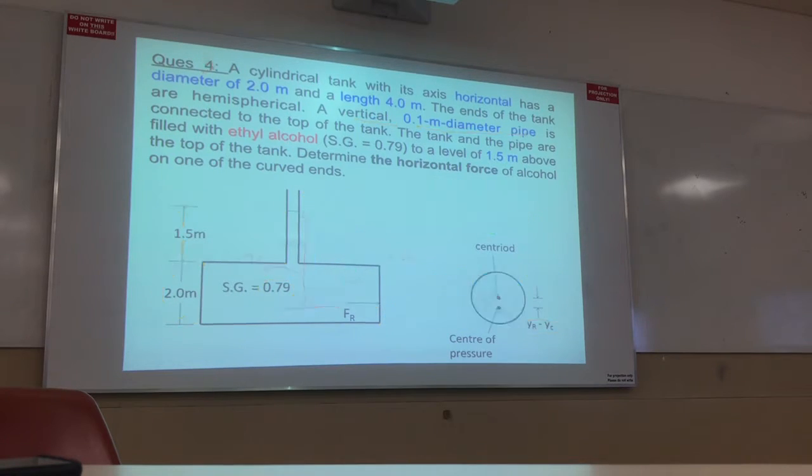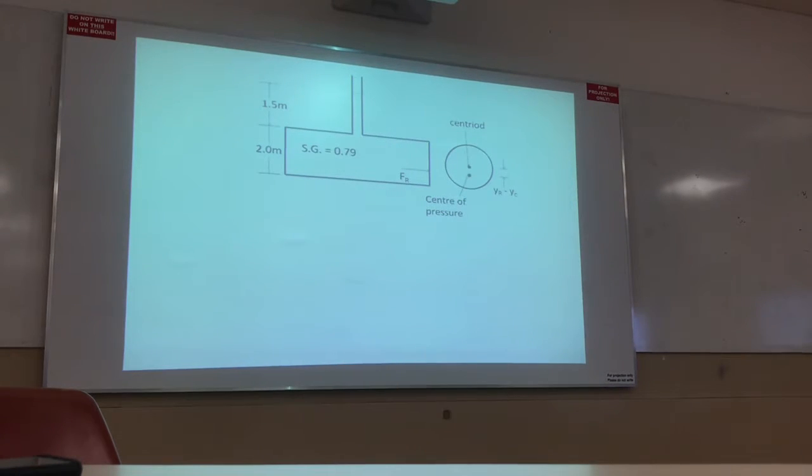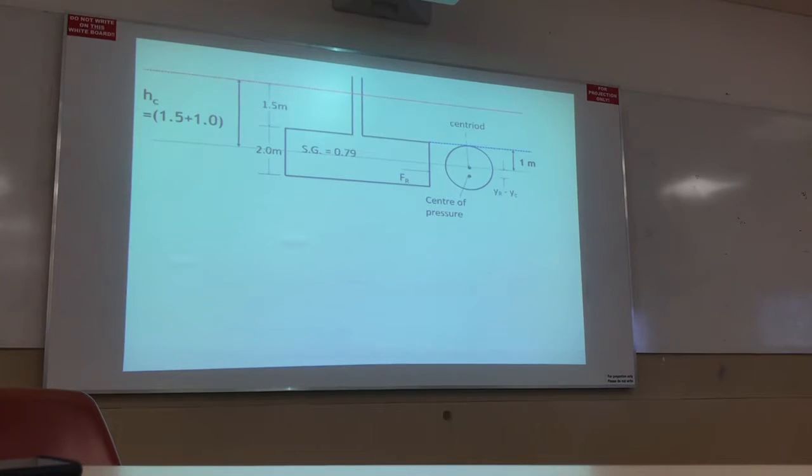So now I show you the solution. This is the solution. Don't worry. This is the surface of the water, and this indicates the centroid. The distance from the surface to the centroid is 1 meter. HC is 1.5 plus 1. Last time I wrote 2.5 meter.